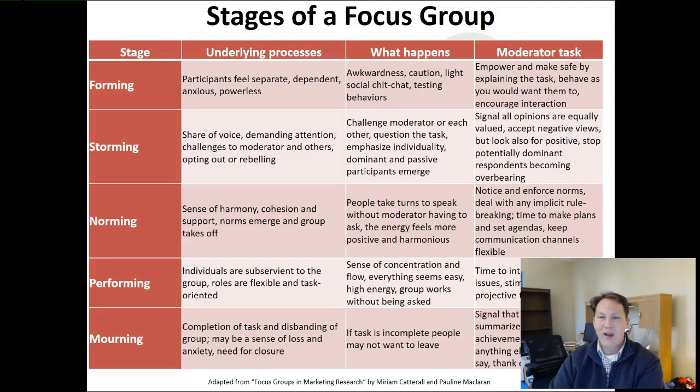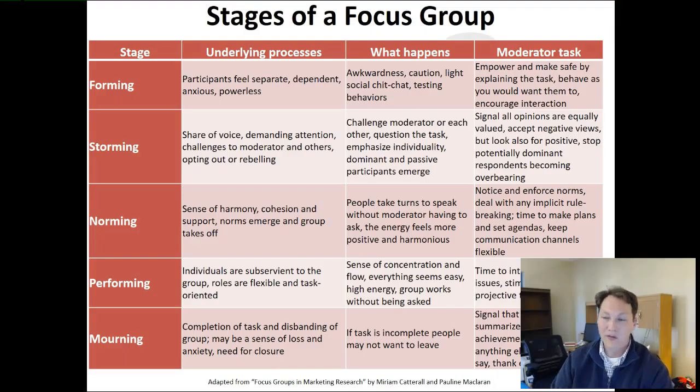It goes back to a guy named Bruce Tucker who came up with this structure, and it's since been adapted to focus groups. But the stages of a focus group, and I hate the cutesy names, but it's a good structure. The stages go forming, storming, norming, performing, and mourning. And really the first 3 stages, forming, storming, and norming, happen pretty quickly in the group. Performing is where you want to get as quickly as possible, and then mourning is really what happens at the end of the group when you're trying to get things closed down.